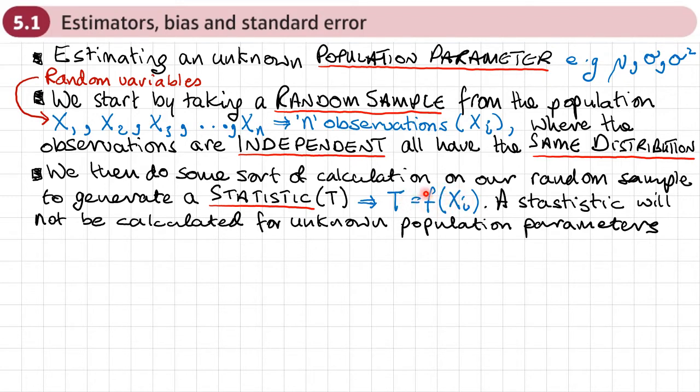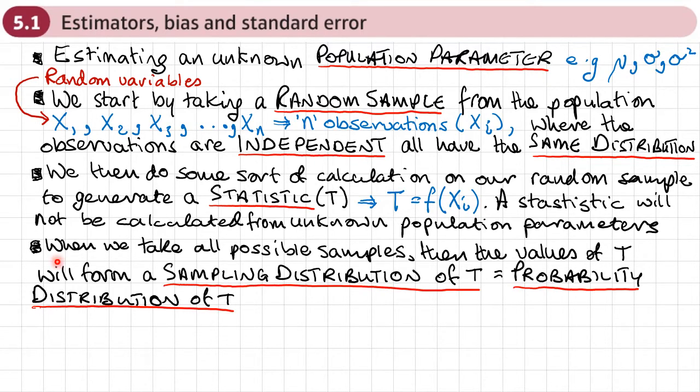So it's some sort of calculation that we carry out, but it's important that a statistic is not calculated from unknown population parameters. We cannot generate a statistic, for example, using mu, the population mean, or the population standard deviation or variance. It must be only some sort of function, some sort of calculation, on our random sample only, so no population parameters.